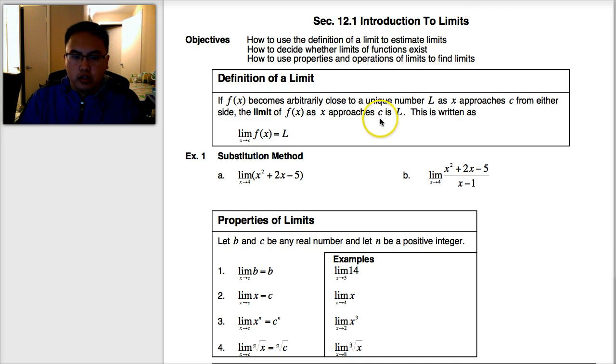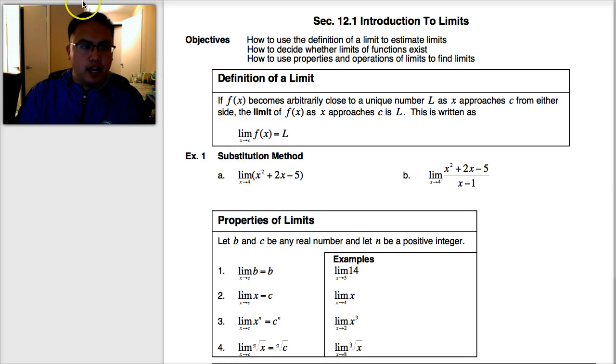Okay? We're only going to learn one method while I'm gone because we might as well just do the easiest ones, and that's called the substitution method. The substitution method means that if I want the limit of any number, as x approaches any number, all I have to do is plug that number into the function.